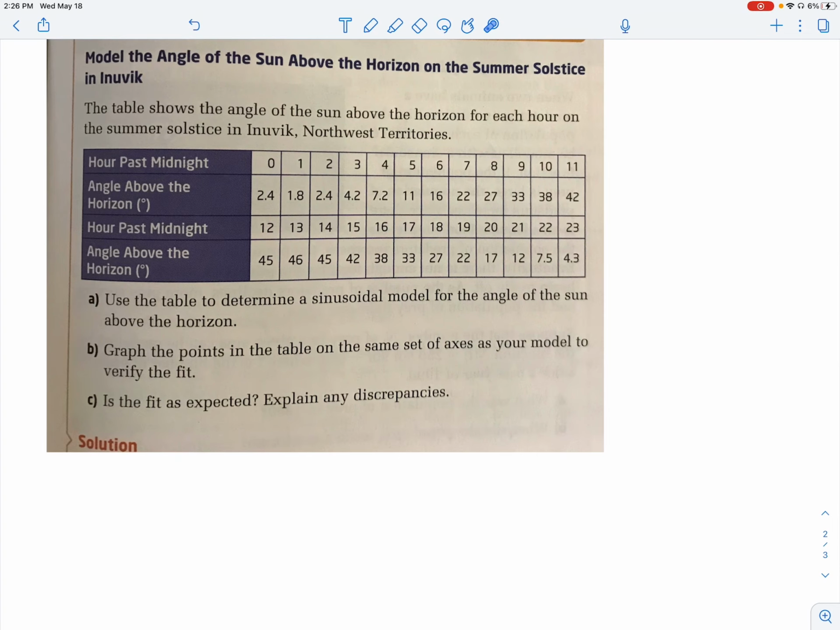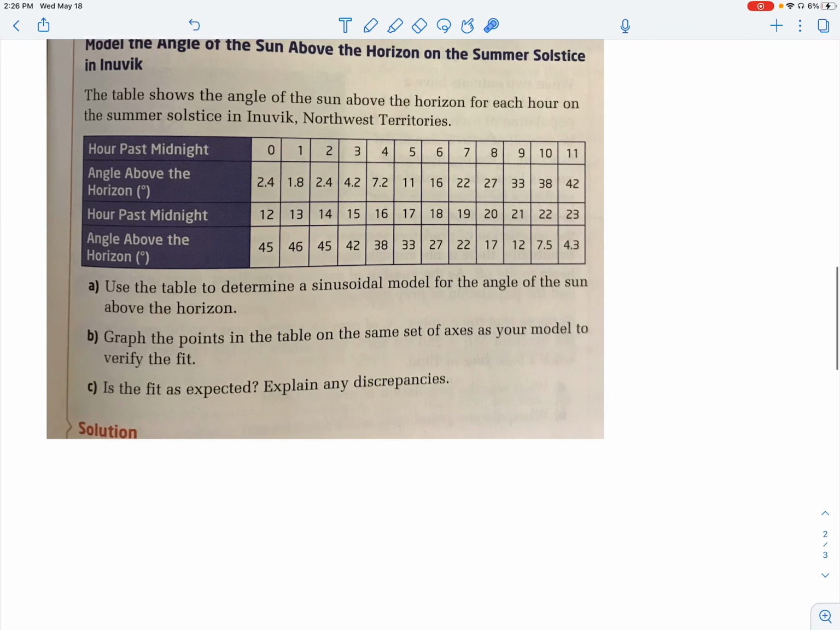So it says, part A, use a table to determine a sinusoidal model for the angle of the sun above the horizon. So we want a function that's going to be the angle versus the number of hours or the time past midnight.